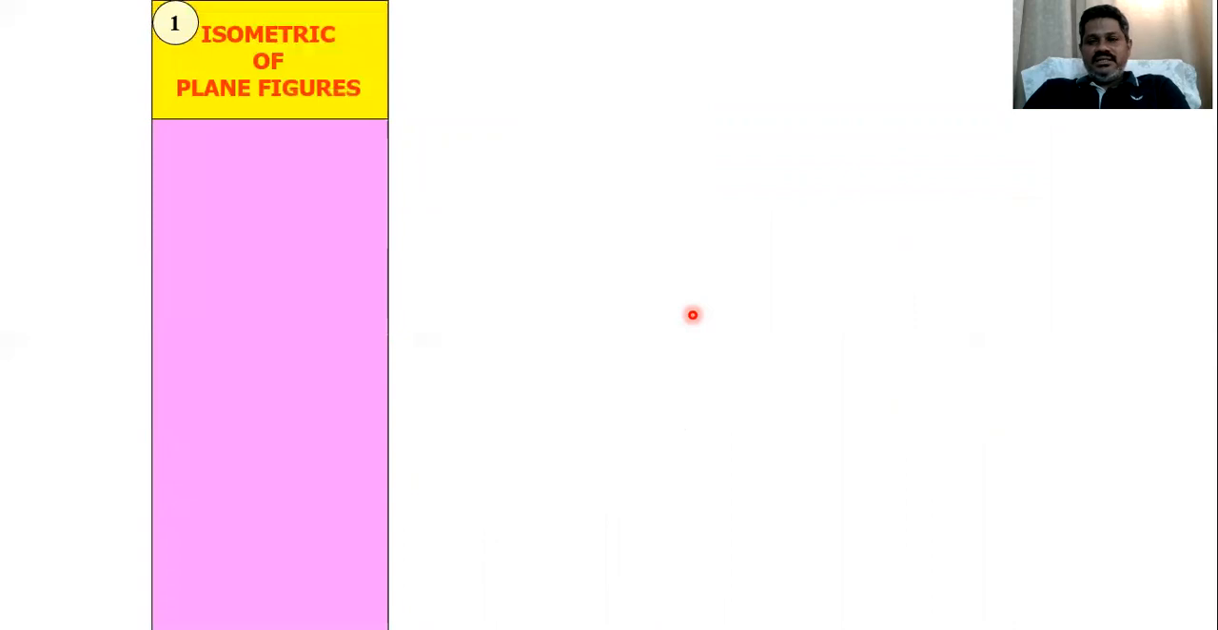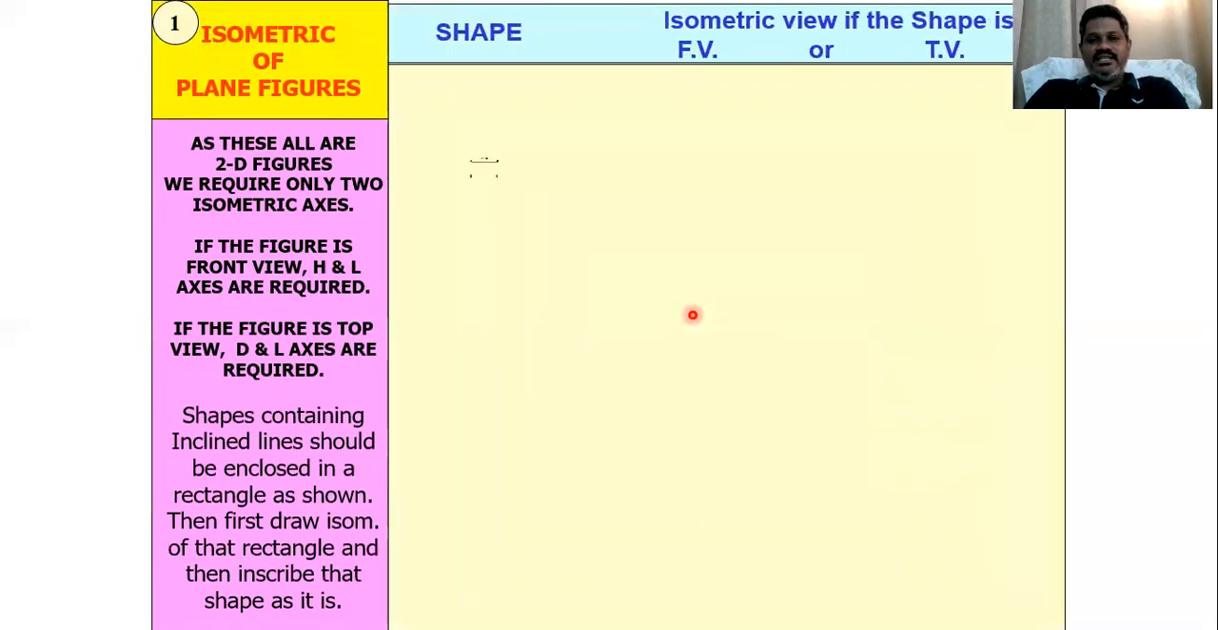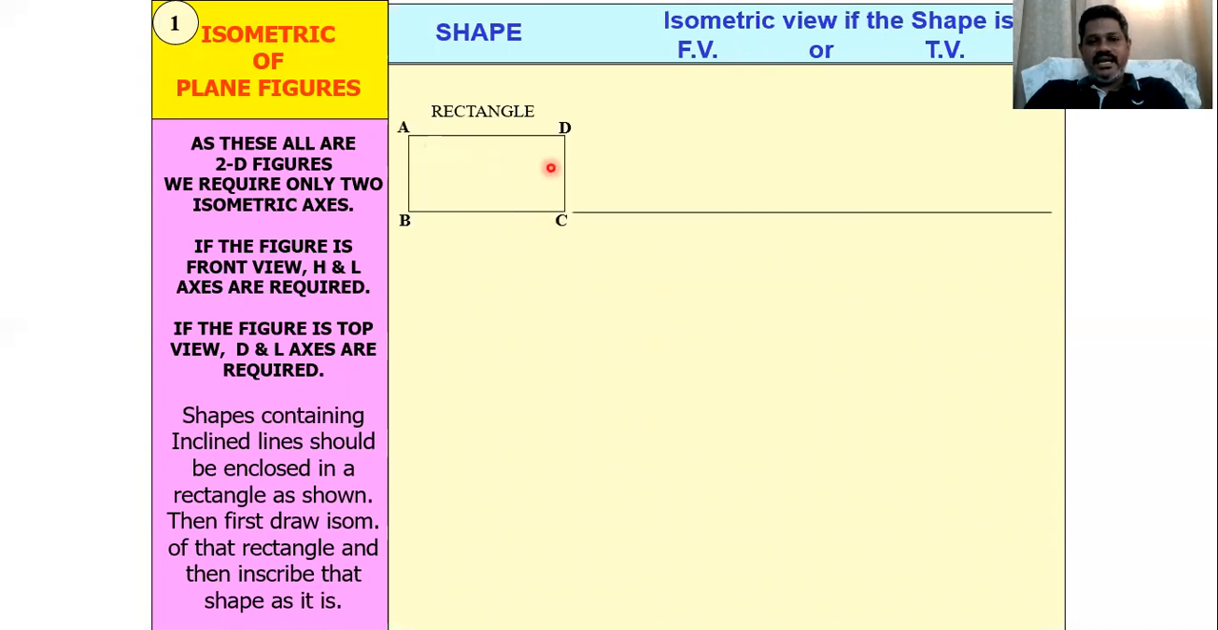Now let me move further to see the different isometric views of the plane figures. Now I am considering the different shapes. First I am considering a rectangle, ABCD, and the isometric view can be front view or it can be top view.